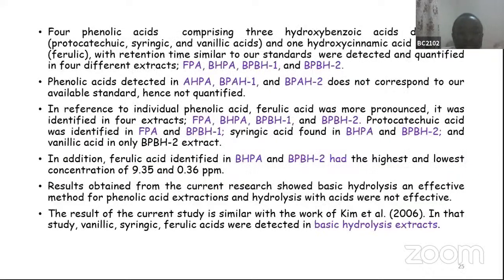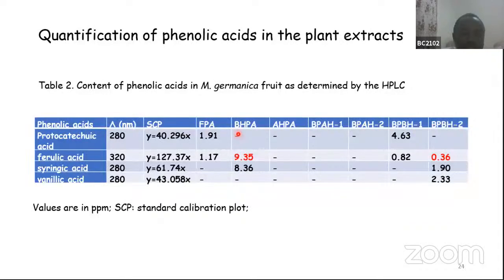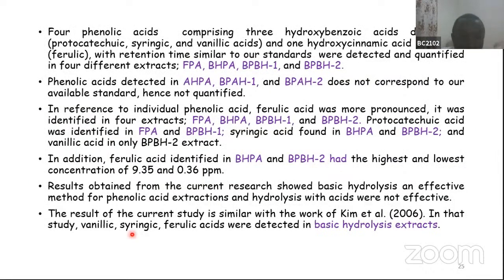Results obtained from the current research show that basic hydrolysis is an effective method, because most of the phenolic acids were detected from the basic hydrolysis phenolic acid and the bound phenolic basic hydrolysis 1 and 2 fractions. The result of the current study was also similar to the work of Kim et al. In that study, vanillic, syringic, and ferulic acid were detected in the basic hydrolysis extract.